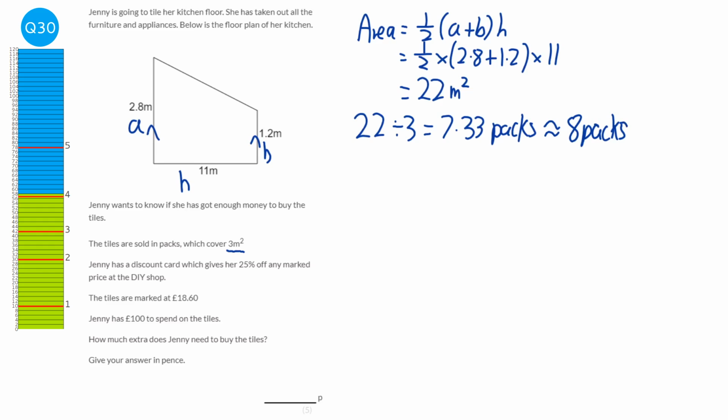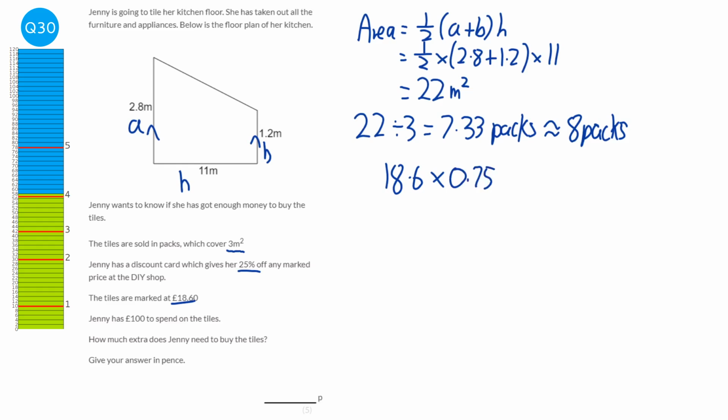Okay, the next thing we look at is the fact that Jenny has a 25% discount. So we need to find out what a 25% discount would do to the £18.60 for the pack of tiles. And so what we're going to do is get the £18.60 and times it by 0.75.